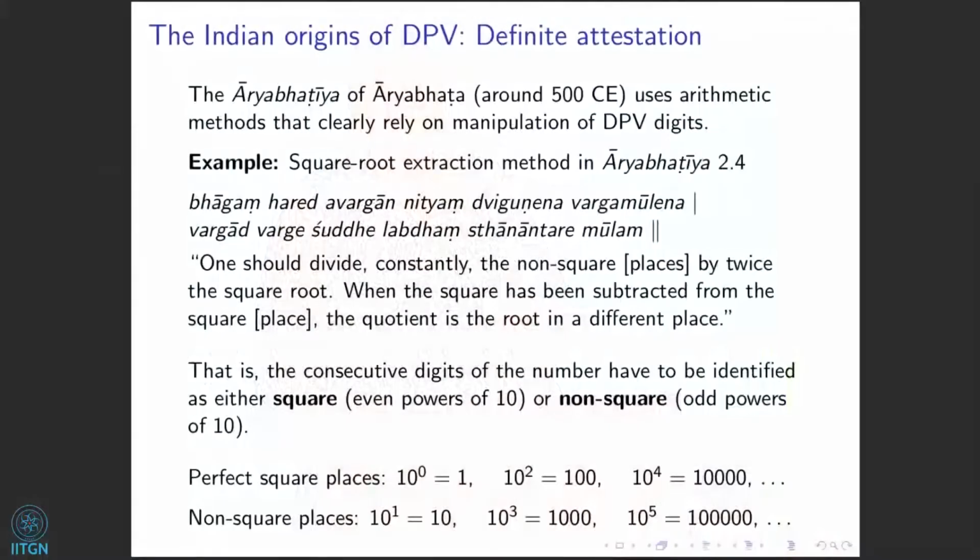a correct answer. So here's a nice little example of Aryabhata's verse on square root extraction, again mentioned briefly by Professor Srinivas. And what he says, leaving you to look at the Sanskrit transcription there, is more or less that one should divide constantly the non-square places by twice the square root. When the square has been subtracted from the square place, the quotient is the root in a different place.